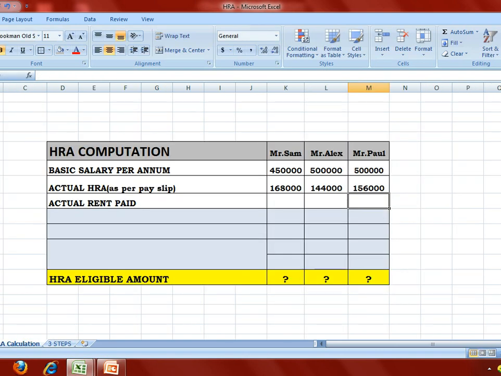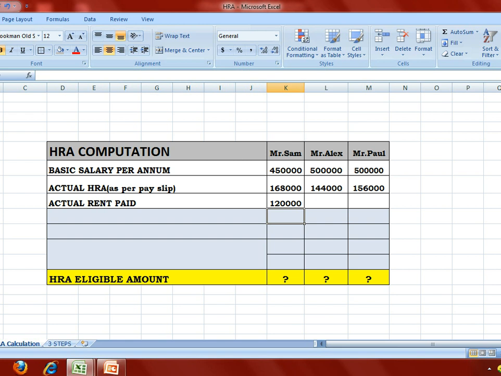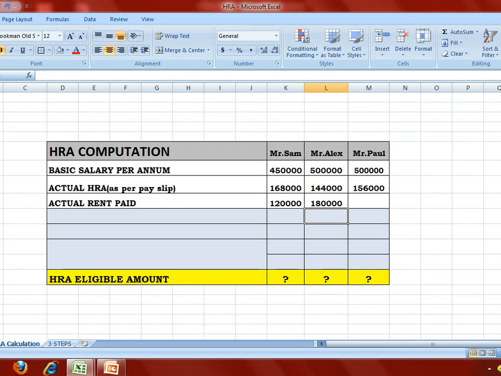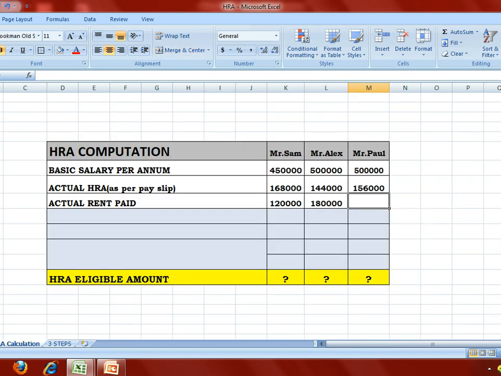Now we need to list out the actual rent paid by all these three individuals. Mr. Sam is paying a rent of 10,000 per month. Mr. Alex pays 15,000 rupees per month to his own parents. Does Mr. Paul pay any rent because he is staying in a self-occupied house? So as per the given case study, he is not paying any rent.